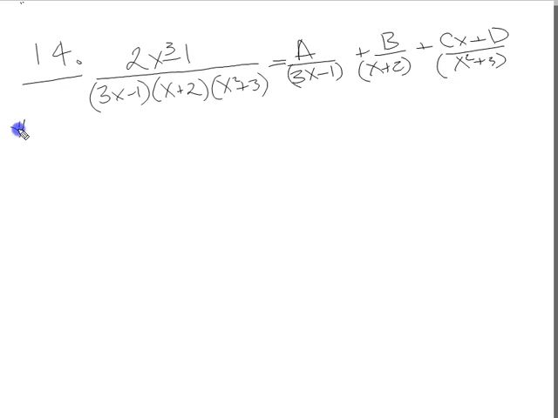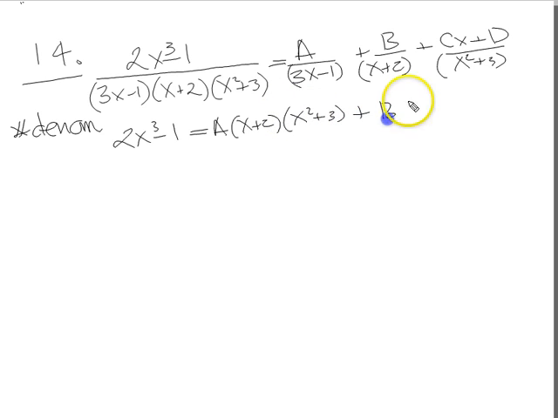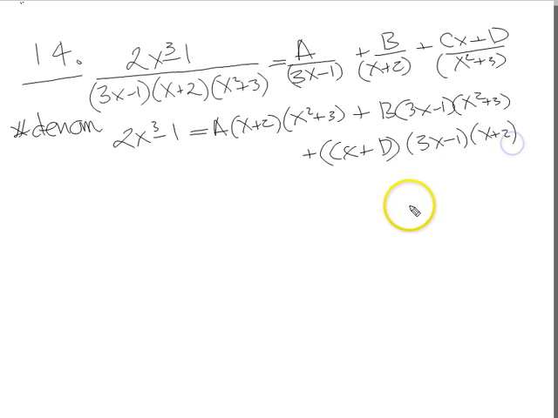Okay? Multiplied by the denominator all the way through then. And on the left we get 2x cubed minus 1. And it'll be a times the other two, x plus 2, x squared plus 3. Then plus b times 3x minus 1 times the x squared plus 3. And then plus cx plus d, more than one term so a bracket, and we'll need the other two things, which is 3x minus 1 and x plus 2. Yeah, that's what we've got. A bit scruffy that x there, so let's just put an x in properly there.